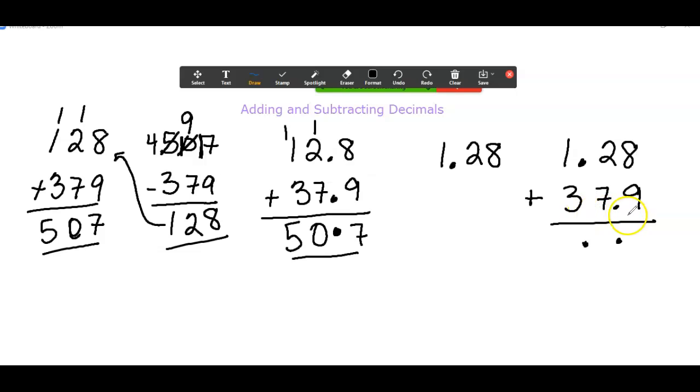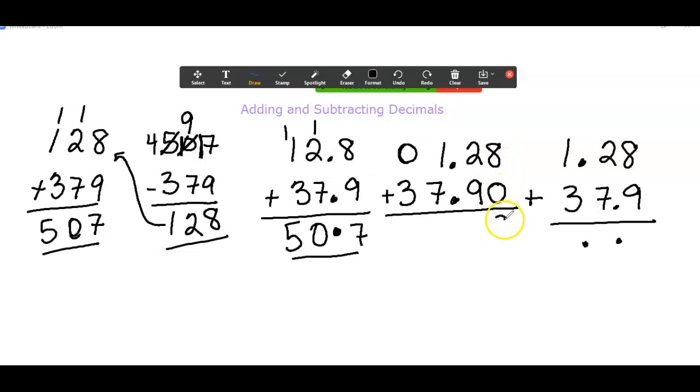So see how this is 37 and 9 tenths? I write it like that because the decimal is lined up. Now, any place like this that doesn't have a value needs to have a 0. I can also put a 0 before the number, but we don't normally do that. But definitely after this 9, I need a 0 because I need to know that there's no hundredths to add to this 8.